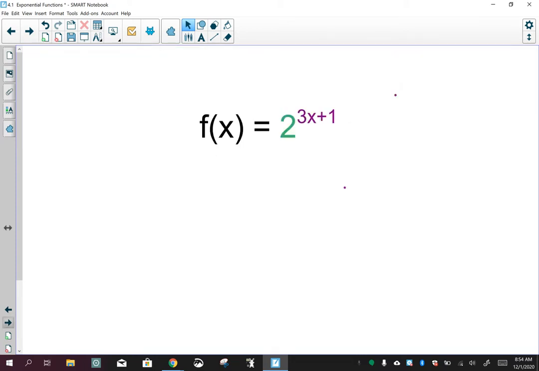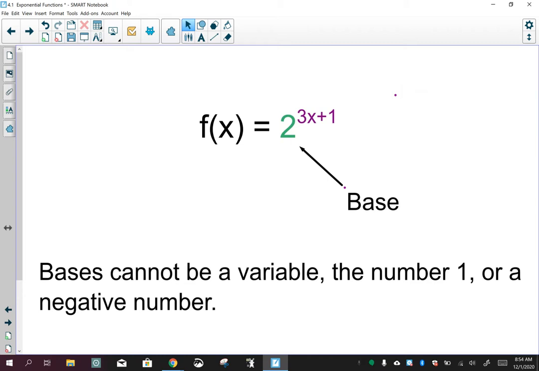So if you take a look at it, these are what your problems are going to kind of look like. And so if I'm looking at this one here, this is my base. I know all my bases: it cannot have a variable in the base, it cannot be the number 1, and it cannot be a negative number.